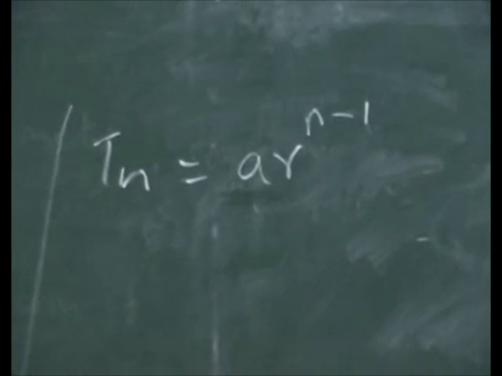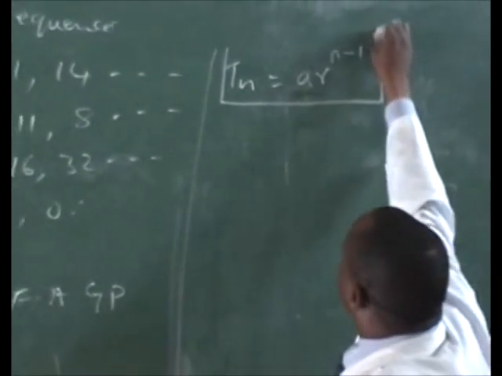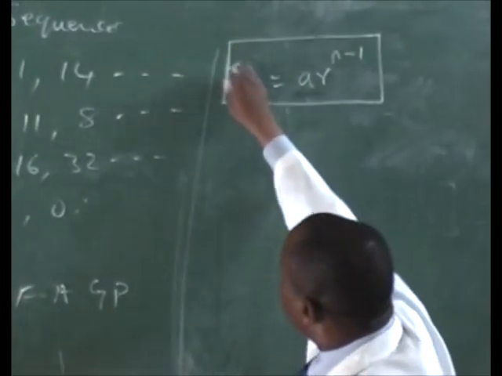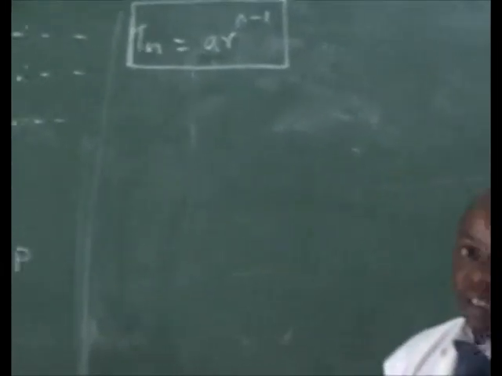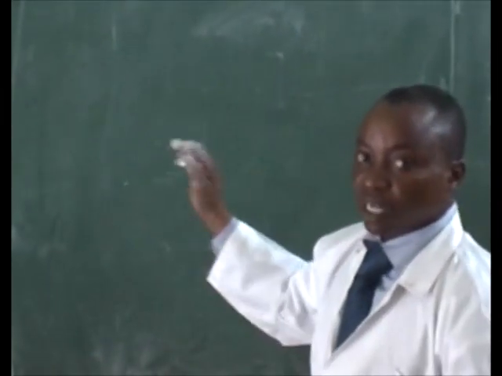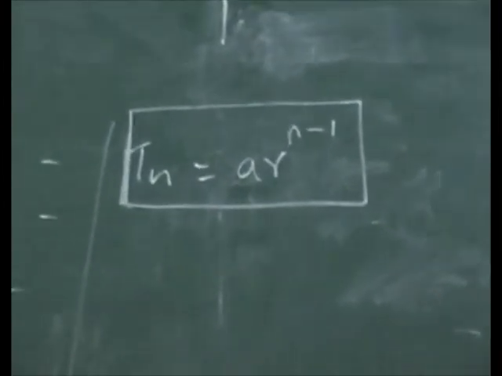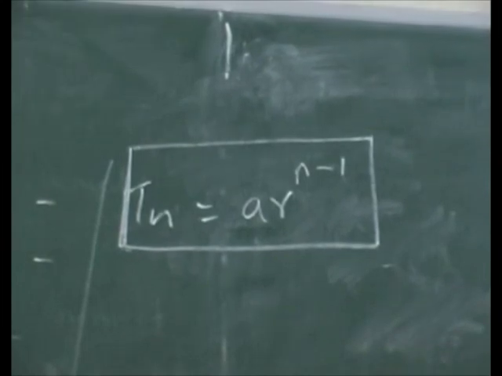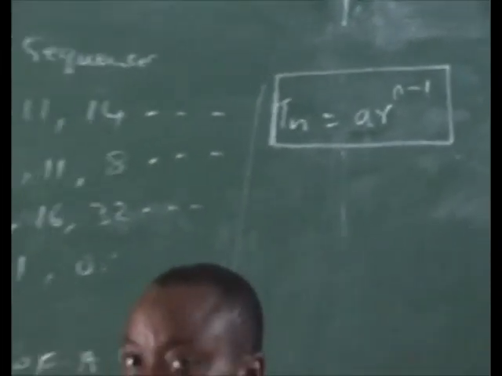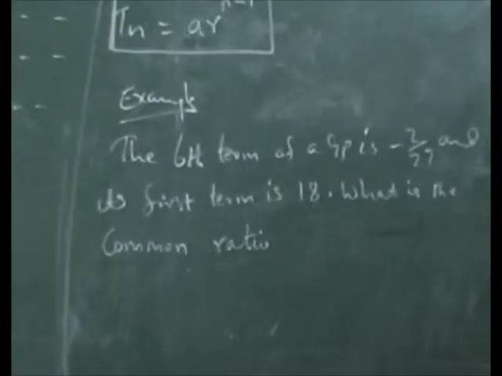Alright. So this particular one is called the nth term of a GP. That's the general nth term of a GP, or the general formula for a GP. So if we want to solve any GP, it is this formula that you must remember first. Then we can solve problems. And let's look at an example that we can use this formula to solve.